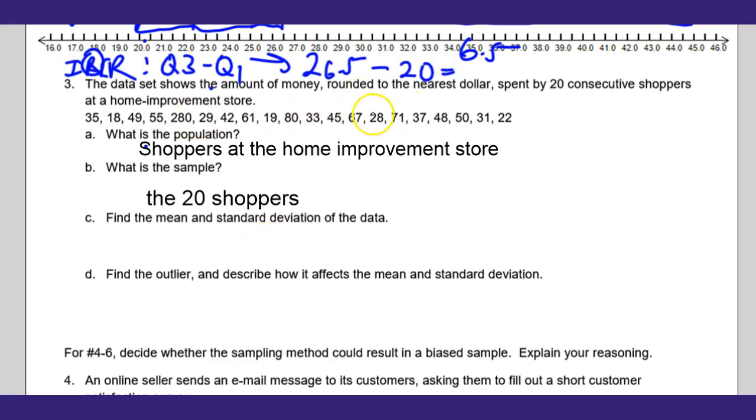That these specific 20 shoppers in a row. All right, let's just find the mean and the standard deviation. Well, again, this is another problem. We can use the calculator. Okay, so I'm going to change back to the calculator.